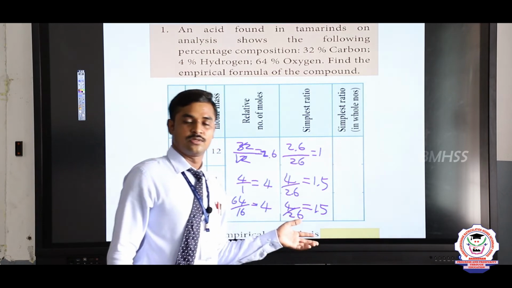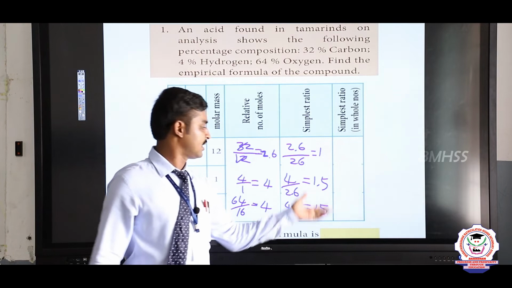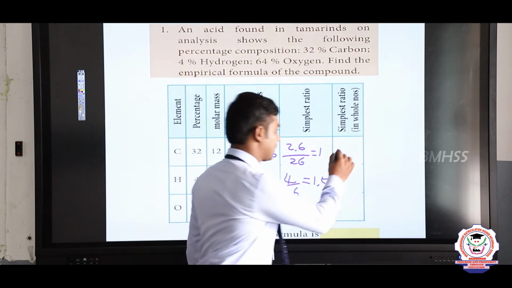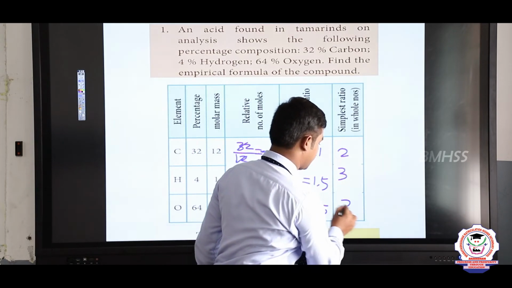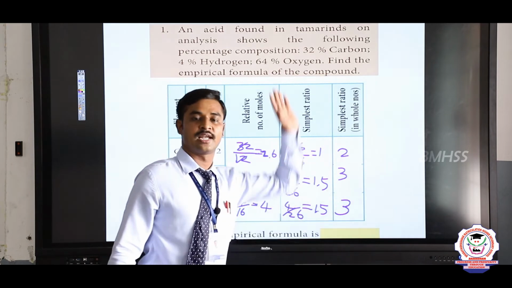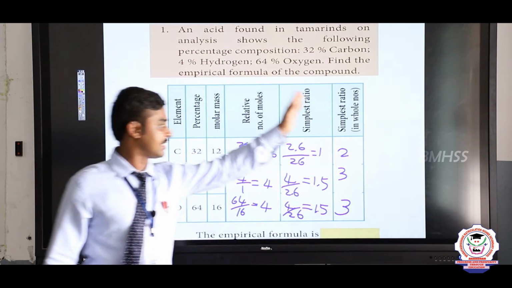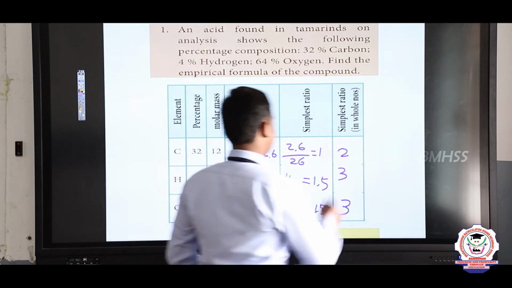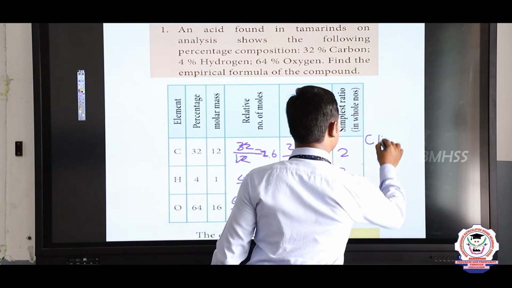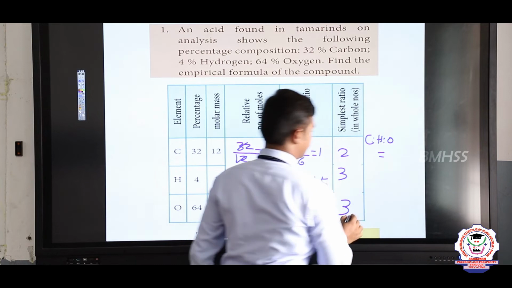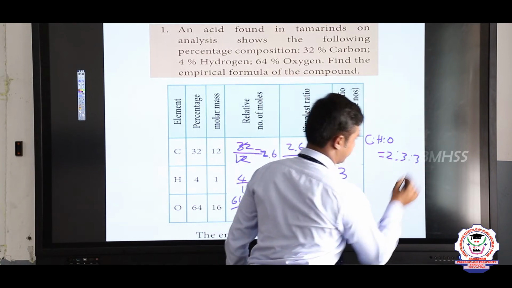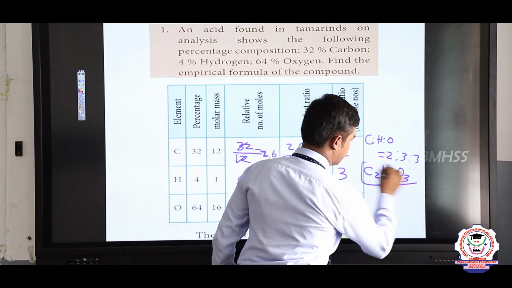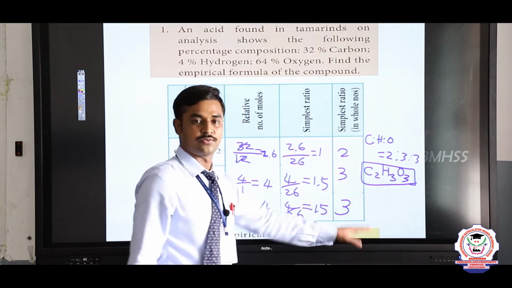So this is the simplest ratio, but it is not in whole numbers. It is in decimal values. To form whole numbers, we multiply by 2. We get 2, 3 and 3. So this is the ratio of the elements. From the composition of the elements, we find the ratio of the elements, and from the ratio we find the formula. Carbon, hydrogen and oxygen have the ratio 2:3:3. So C2H3O3 is the empirical formula for this compound.